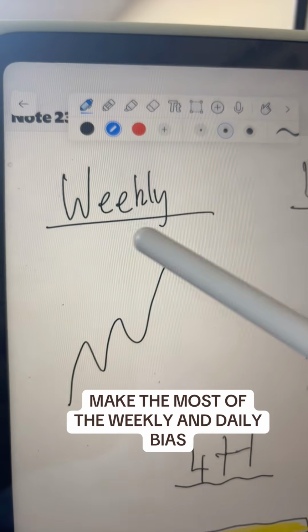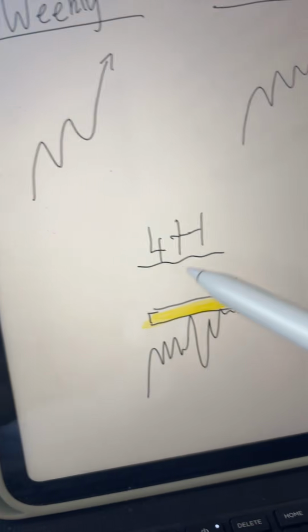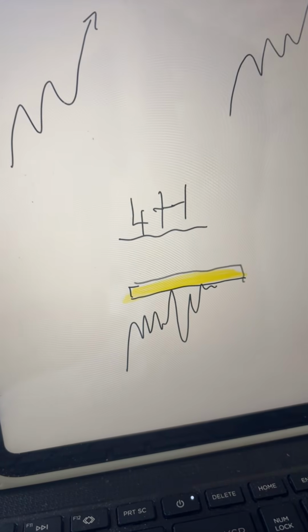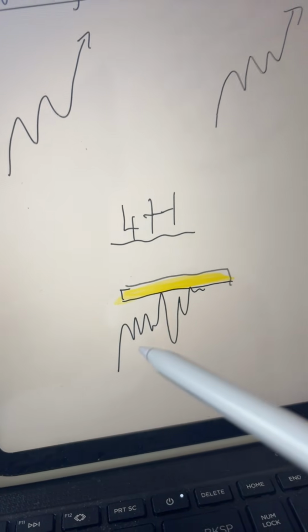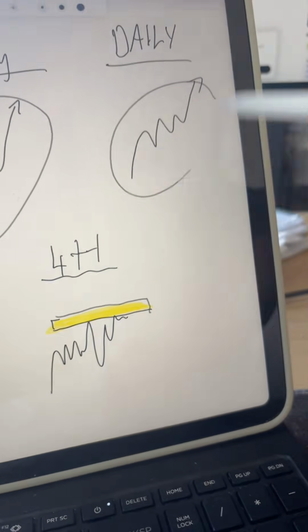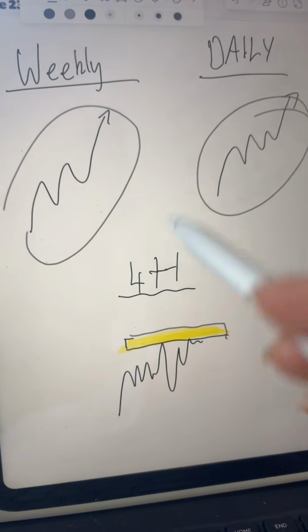The weekly is bullish, it's going up. The daily is bullish, it's going up. Now, when I see chop like this, of course, I can look at the directional bias on the 4 hour time frame. This helps me understand that, look, we should be looking for buyers because overall the higher time frames are bullish.